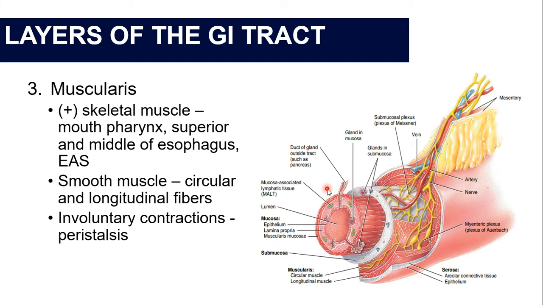Now, aside from these two sheets of smooth muscles in the muscularis layer of the GI tract, it actually gives you involuntary contractions. For example, in the stomach, it gives you involuntary contractions, like peristalsis, so that the food will move, for example, from the esophagus down to the stomach, and then it will move down to the small intestine and then the large intestine. Okay, so that's the function of the smooth muscle cells in the muscularis layer of the GI tract.